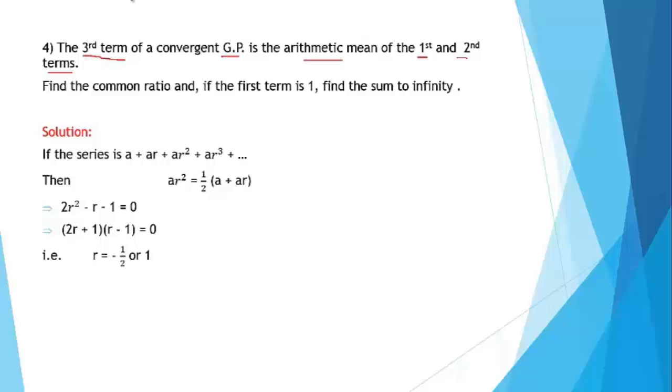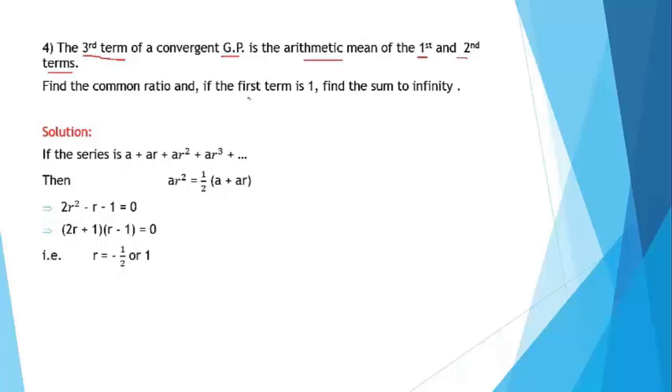And it is said the series is convergent, which means the modulus of the common ratio needs to be less than 1. So out of these two values which we have got, negative half and 1, the modulus of negative half is less than 1. So we have to consider negative half as a suitable common ratio for this series.